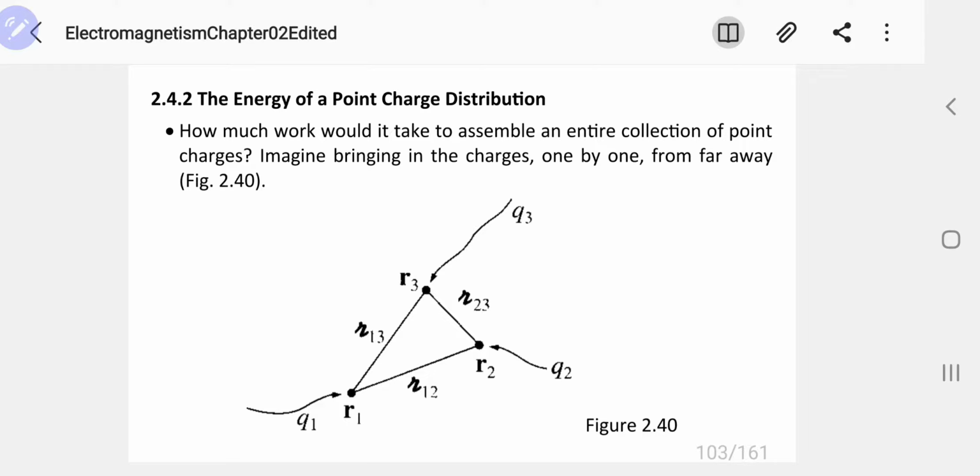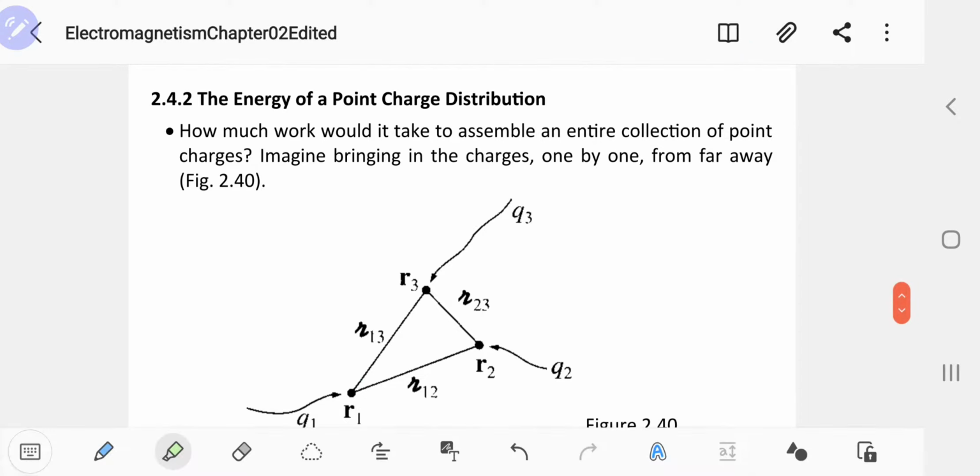Suppose we assemble charges, like for example, we assemble 8 charges. It is possible for us to take 8 charges simultaneously, but for us to be able to calculate the work, we assemble the charges one by one. So how much work would it take to assemble the entire collection of point charges, for the 8 charges, for example? We try to bring one charge first. Say we bring Q1 here, and then from infinity we bring Q2.